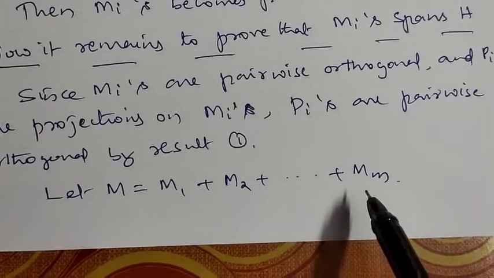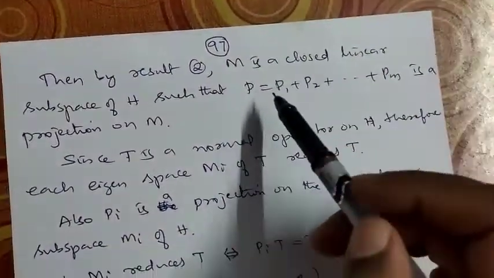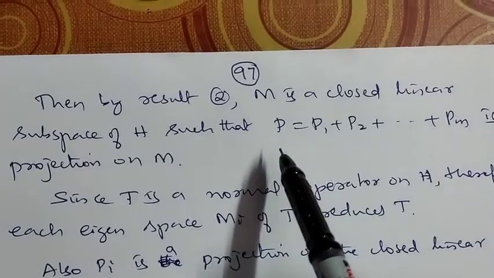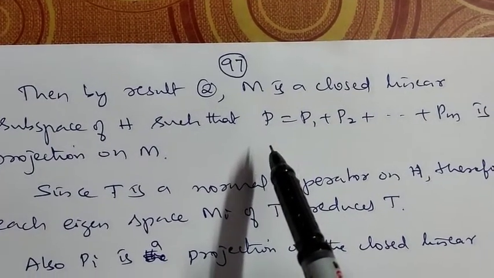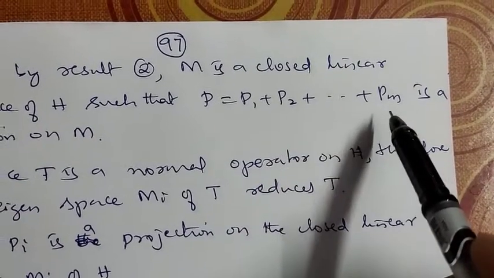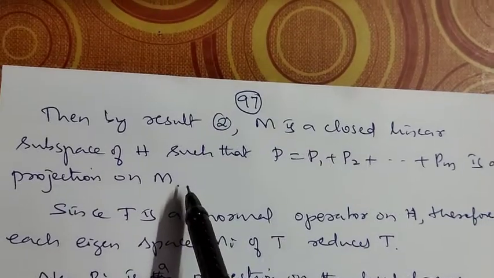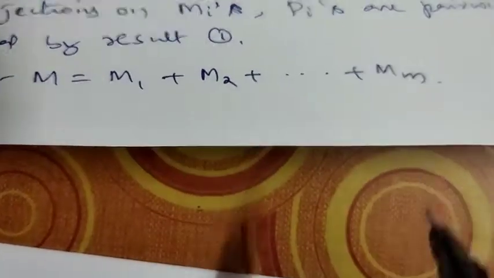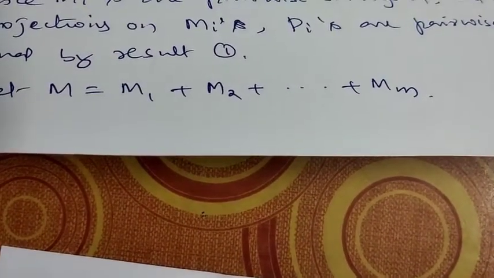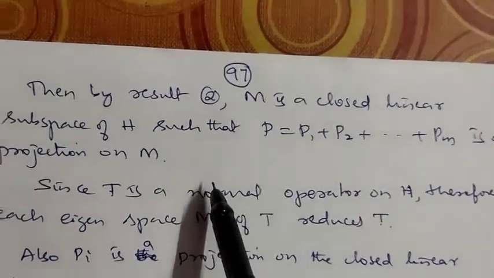Okay, then by result 2 what will happen? M is a closed linear subspace of H such that P is P1 plus P2 etc. Pm, and P is a projection on M. If you take M as the sum of these, then M is a closed linear subspace such that P is a projection on M. Okay, this we have proved.